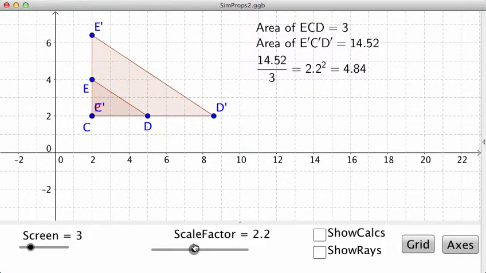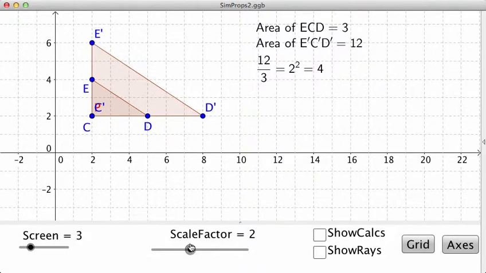And again, all the distance ratios hold. So distance CD is half the distance to C prime D prime because the scale factor is 2. The distance from C prime to E prime is double the distance C to E, and the distance E to D doubled is the distance from E prime to D prime. Again, E prime D prime and ED are parallel to each other.